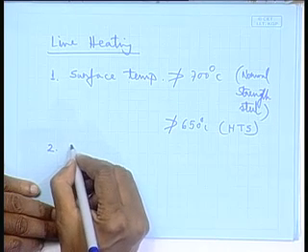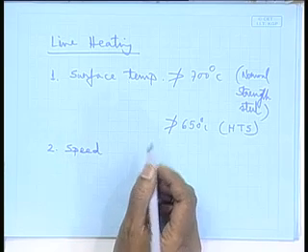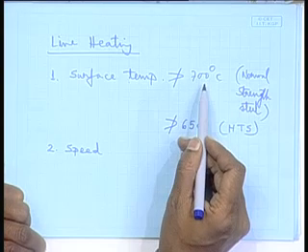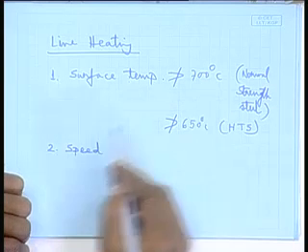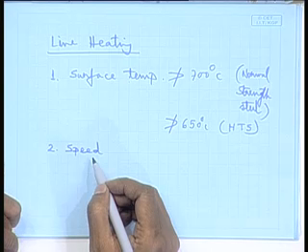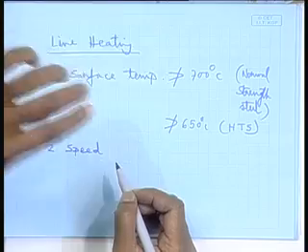Next parameter is the speed of movement. Now, how do you control the surface temperature, so that it does not exceed this limit? It will be controlled by the speed. If you increase the speed, you do not allow enough time for the heat to penetrate, so the temperature will not rise. So you will have to find the optimum speed which will lead to this temperature at the surface, not beyond.